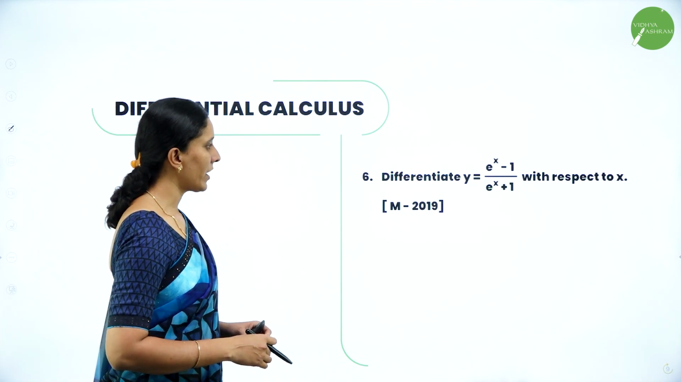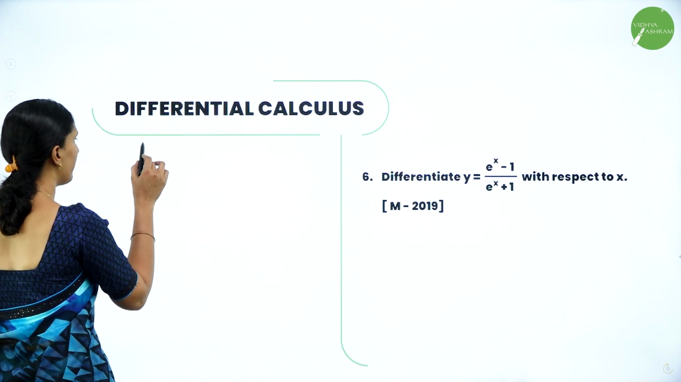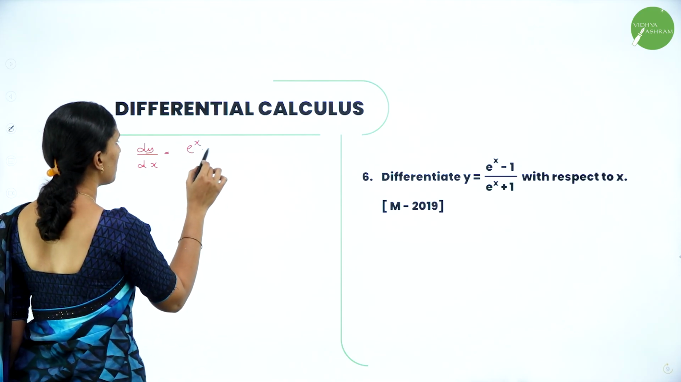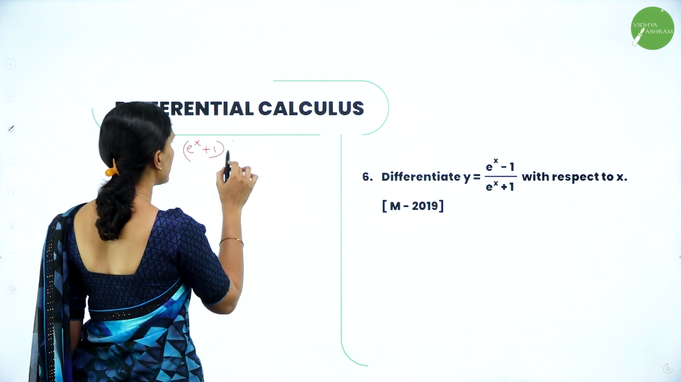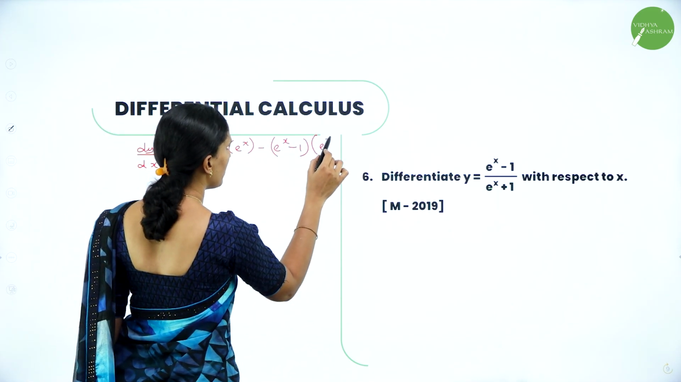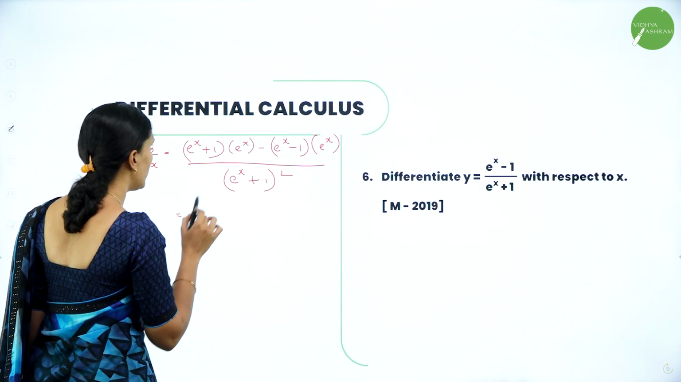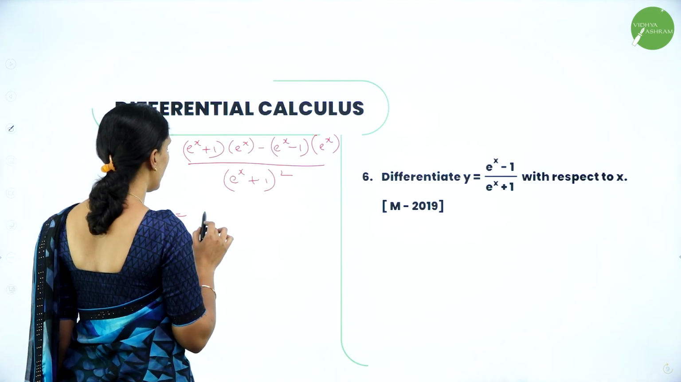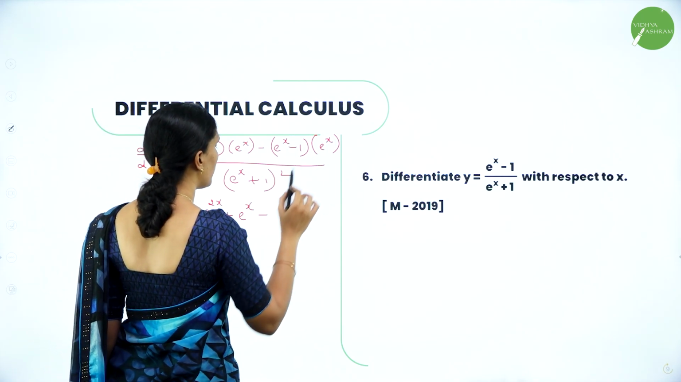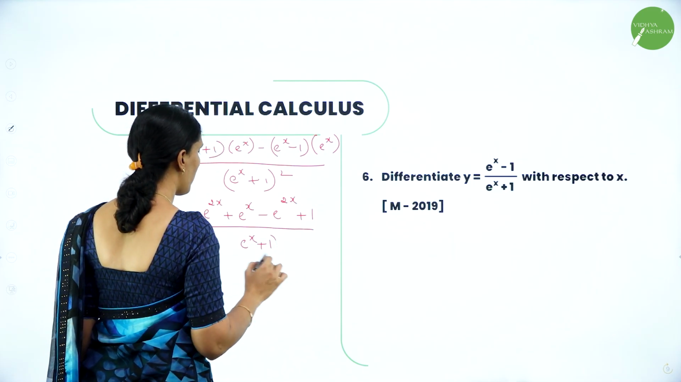Next we have differentiate y is equal to e power x minus 1 divided by e power x plus 1 with respect to x. So let us differentiate using quotient rule. So dy by dx is equal to e power x plus 1, derivative of the numerator is e power x, minus e power x minus 1, derivative of the denominator is e power x, whole divided by e power x plus 1 whole square. Now here we will get e power x into e power x, e power 2x, plus e power x, minus e power x into e power x, e power 2x, plus 1, divided by e power x plus 1 whole square.